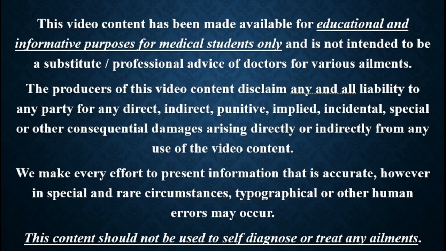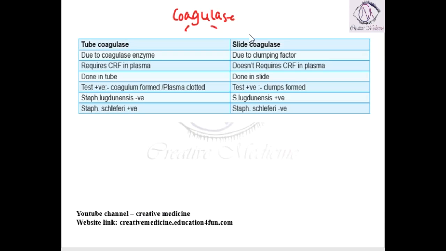In this lecture, we will learn about Coagulase. Coagulase enzyme is of two types. We have tube coagulase and we have slide coagulase. Tube coagulase and slide coagulase are important. Tube coagulase is mainly because of coagulase enzyme, whereas slide coagulase is mainly due to the clumping factor.